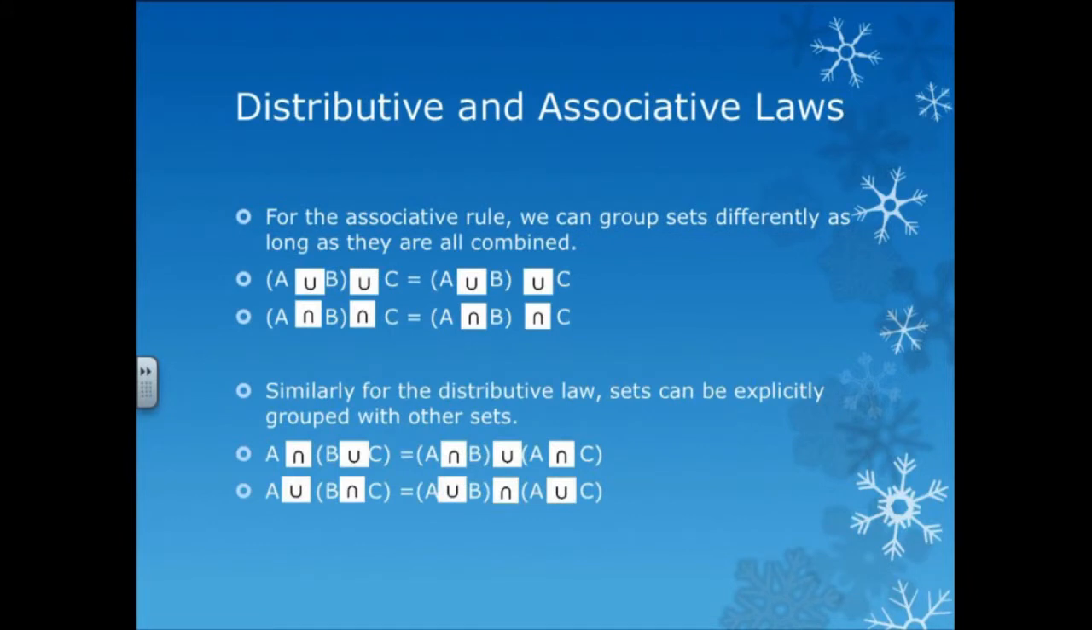For the associative laws, we are allowed to group the sets as long as they are all combined through the union or through intersections. The distributive laws are for a set to be distributed and explicitly grouped with other sets.